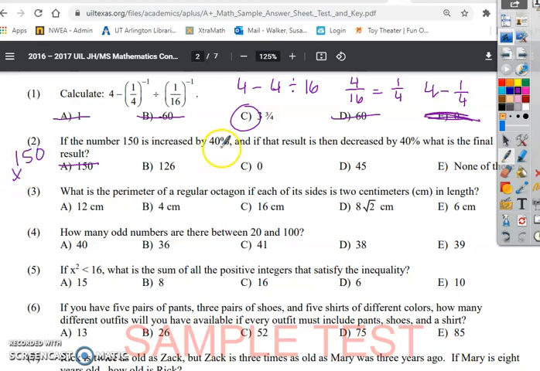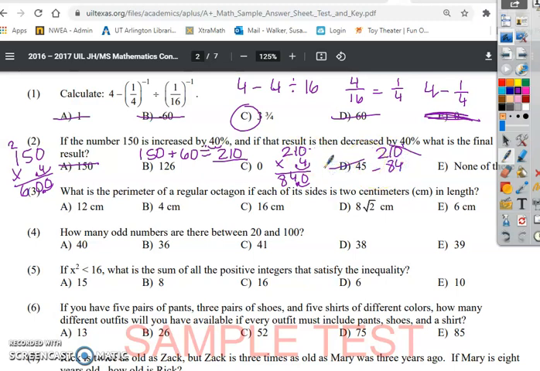150, 40% as a decimal is 0.4. So 60 is how much this increases by, which is 210. Now this result is decreased by 40%. So I have 210 times 0.4, 40%, which is 84. So this result is decreased by 84. Okay, 210 minus 84. I know that's not it.